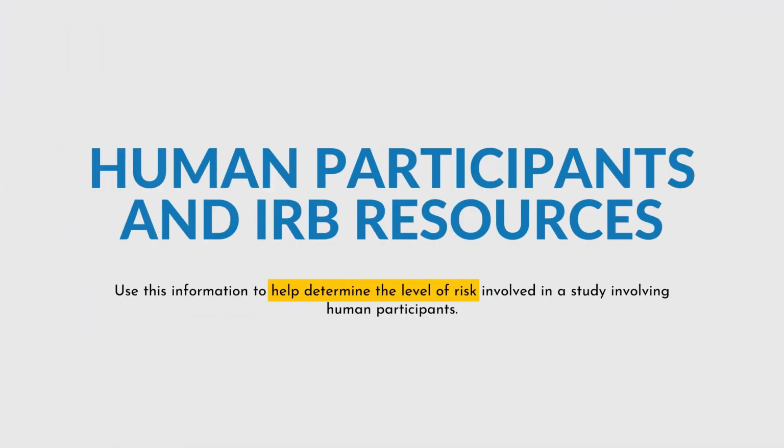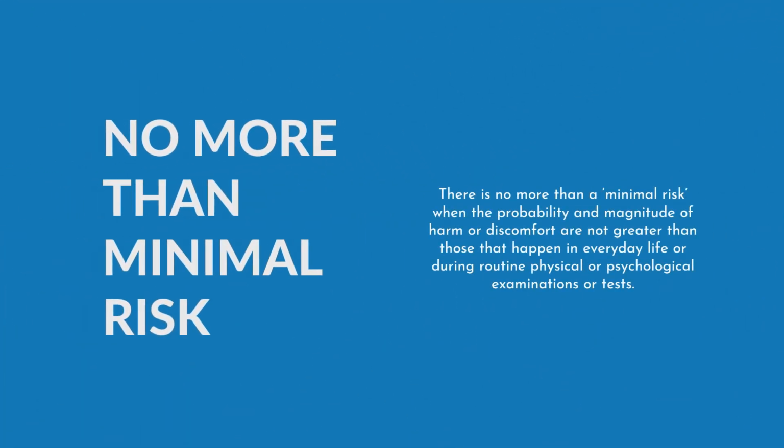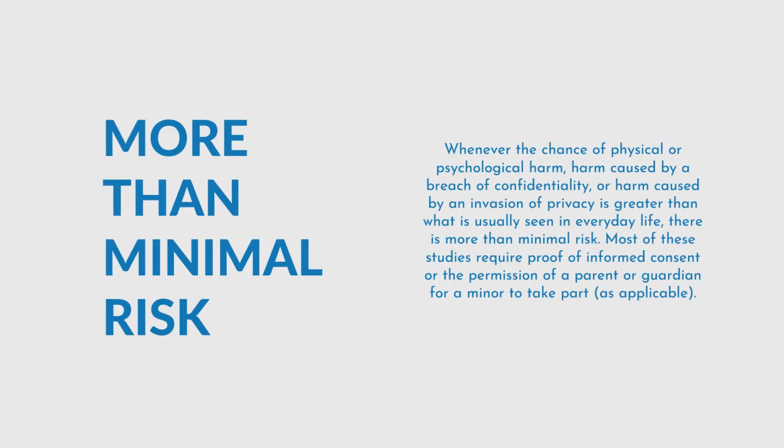Human participant and IRB resources. All human participant projects are considered to have some level of risk, even if no more than minimal risk. There is no more than minimal risk when the probability and magnitude of harm or discomfort are not greater than those that happen in everyday life or during a routine physical or psychological examination or test. There is more than minimal risk whenever there is a chance of physical or psychological harm caused by a breach of confidentiality or by an invasion of privacy.